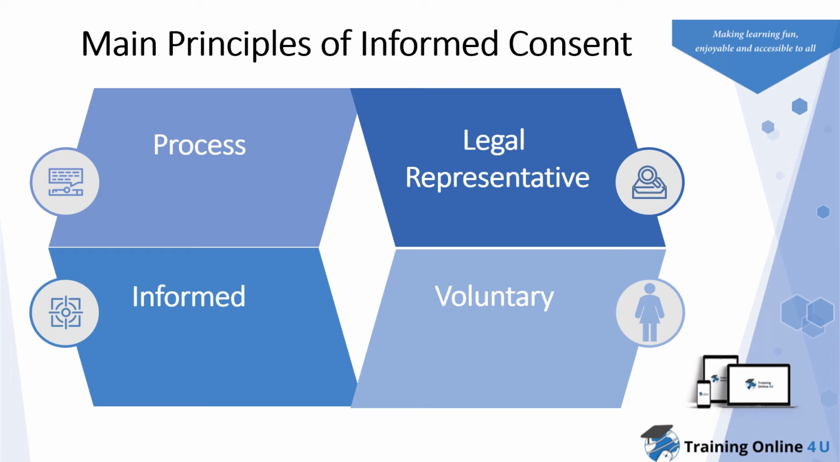Thirdly, legal representative. In the case of vulnerable participants, such as those with dementia, those who are unable to give consent themselves, it would be their legal representative who gives consent on their behalf. Fourthly, voluntary. Informed consent must be taken or given freely, with no persuasion from site staff.